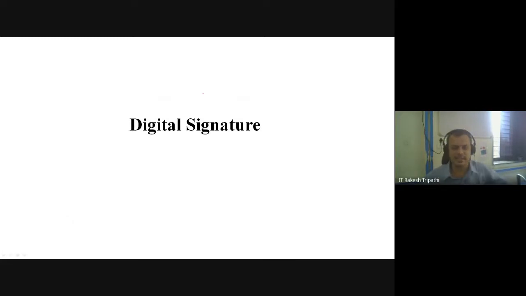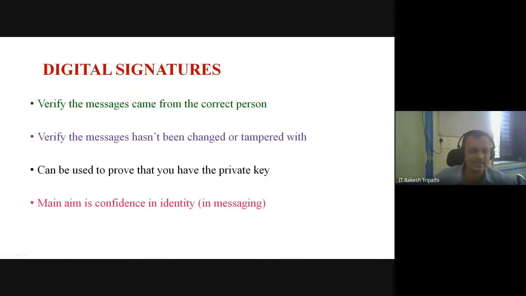Now we'll see digital signature. Now what is digital signature? Digital signature is used to verify the correctness of a message. So I got a message. How do I know that this message is correct? By digital signature. Okay. So digital signature, we'll see how it works.